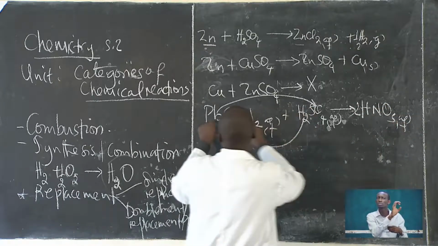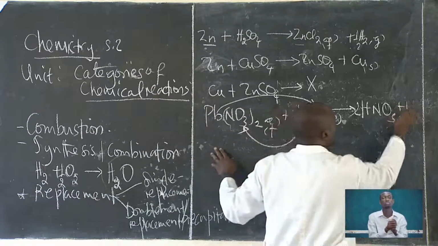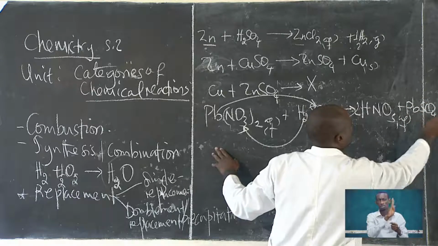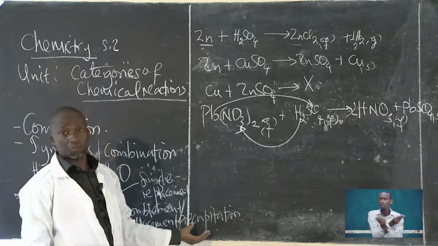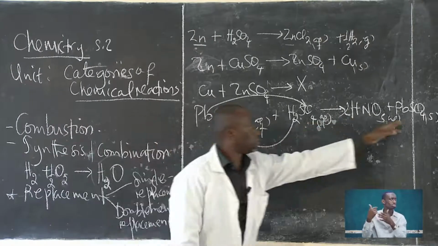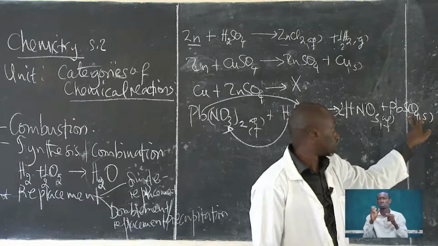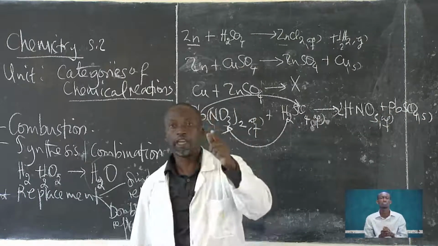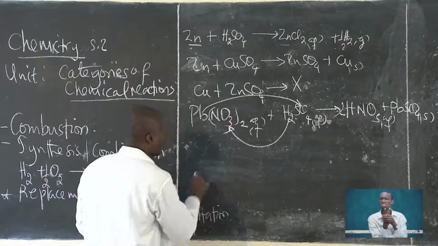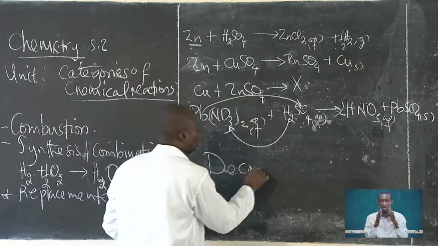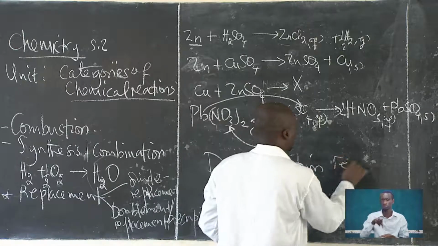Nitric acid. Then this lead will combine with the sulfate, and then it forms lead sulfate. This is double decomposition. I said it is the same as precipitation, because this is formed as a solid, that is why it is called a precipitation reaction. So today, we are just going to look at decomposition reactions.